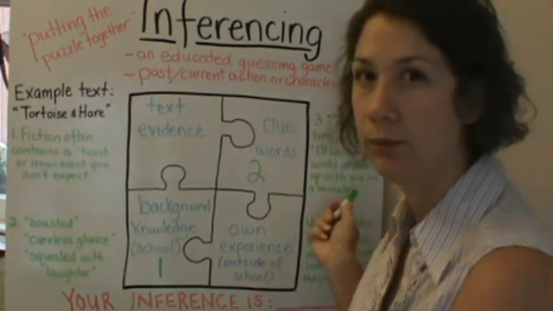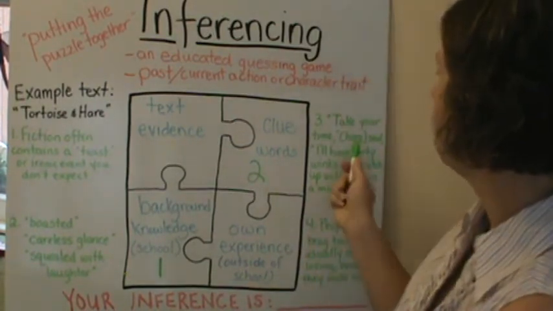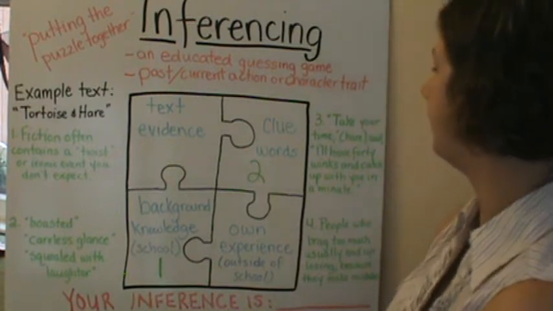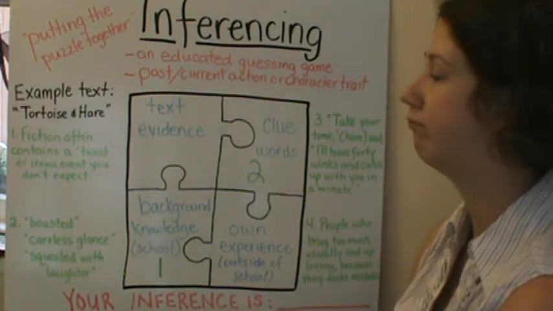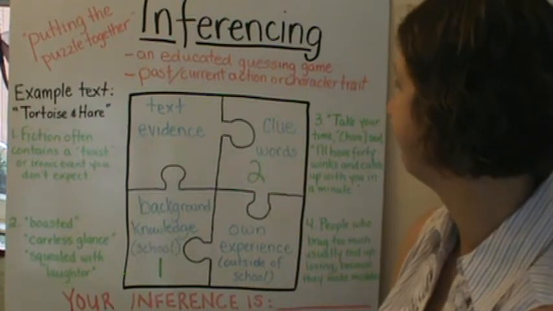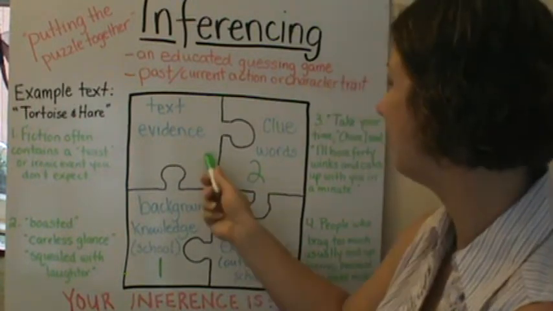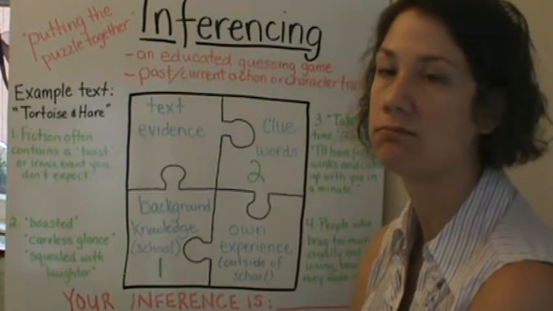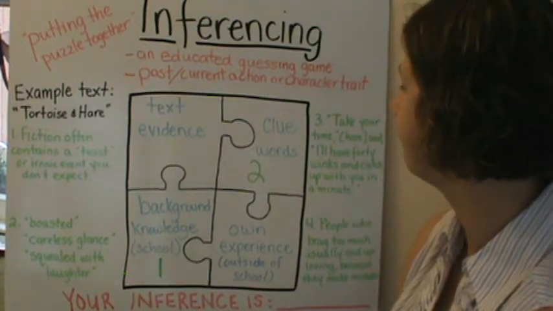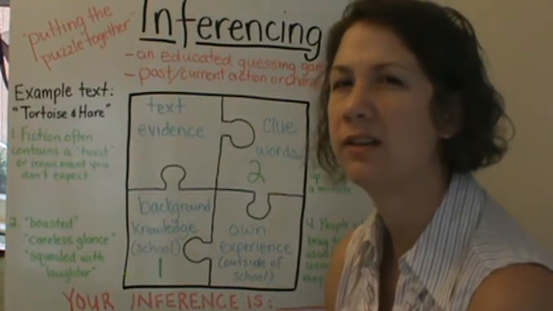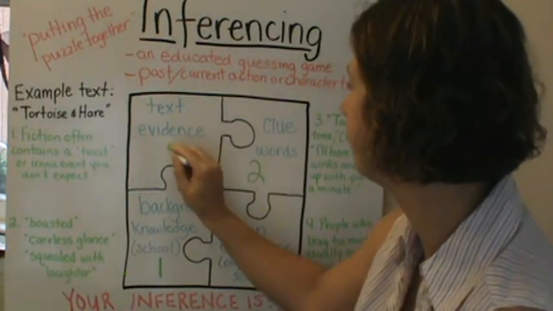3. Can you see it? I'll move back just a second. Take your time, Hare said. I'll have 40 winks and catch up with you in a minute. My only 2 choices are text evidence or my own experience. Well, I've got a character's name in there, so I think it goes into text evidence, don't you? So we'll put it there.